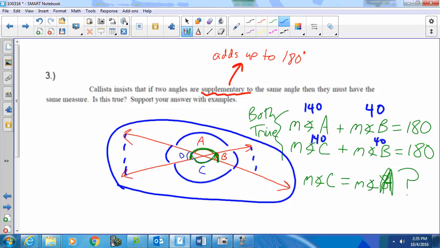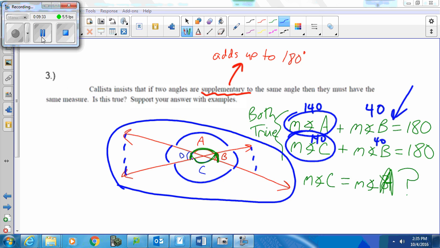It gets kind of confusing, but once you get the picture, now you might not be able to get a picture. You might have had a hard time with the picture, which I understand. But once you look at this picture and you see two angles that are supplementary to the same angle, A and C, so A and C are both supplementary with angle B. So they're asking, is Callista right in saying that A and C have to be the same? Well, if two angles are supplementary to the same angle, they have to be equal. They have to be equal in their measures.